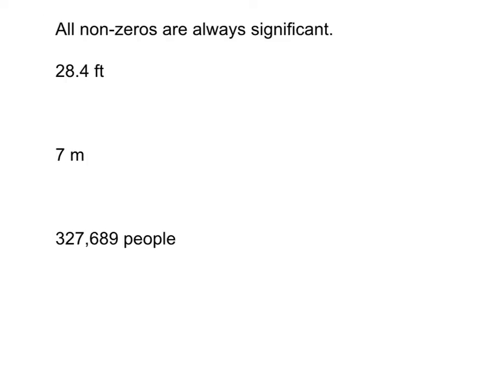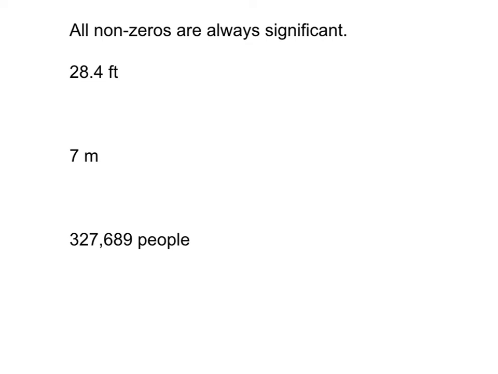Okay, the first rule states that all non-zeros are always significant. So any number that is not a zero counts towards significant figures, or sig figs. So in this first measurement, you'll notice it's 28.4 feet. And so all three of those digits are non-zeros. So this guy has 3 sig figs.